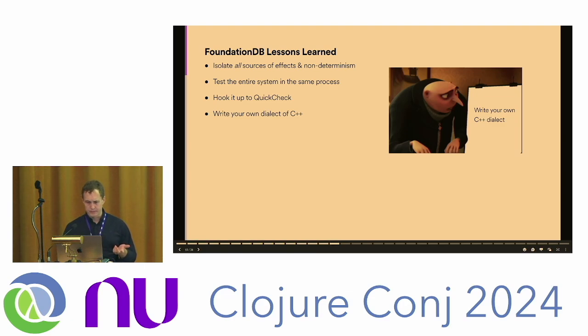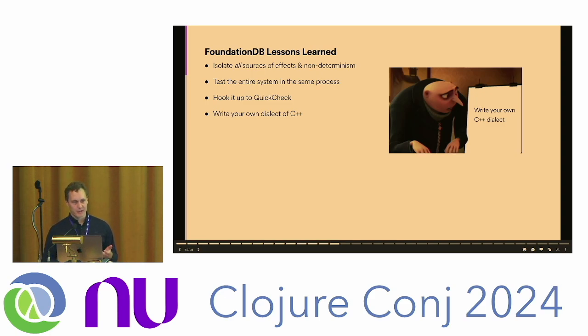So what are the lessons learned from this? Isolate all of your sources of side effects and nondeterminism. Test the entire system in the same process. Hook it up to quick check, and as you see, there might be a flaw in this plan.